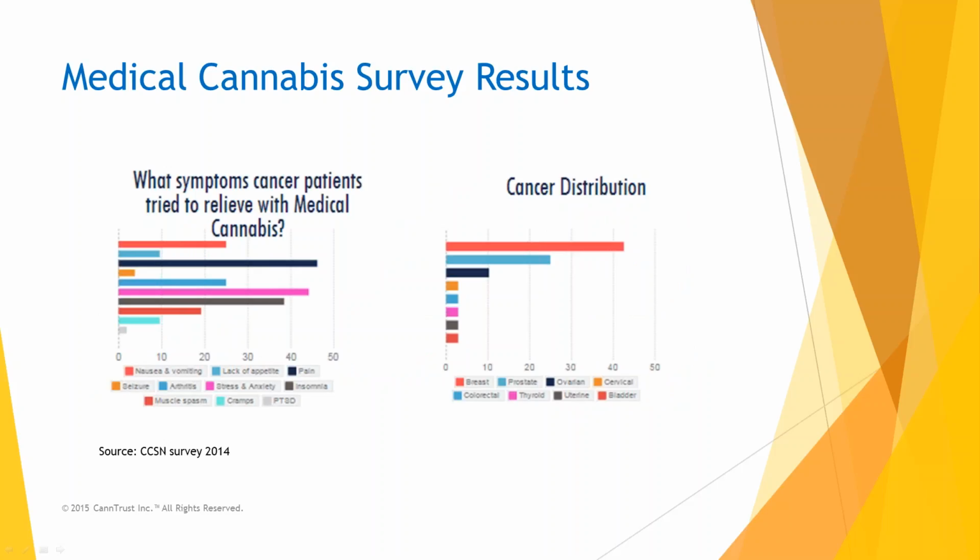One of the other questions we asked our patients is why did they use cannabis? What symptoms they wanted to treat? And this goes back to the prior slide that I explained to you about the symptoms that can be managed by using medical cannabis. So patients use it for pain, patients use it for lack of appetite, nausea, vomiting, and stress and anxiety and insomnia as main reasons for use of cannabis. And in the cancer distribution between the respondents, the highest levels were breast cancer, prostate cancer, and ovarian cancer in this survey. Next slide.